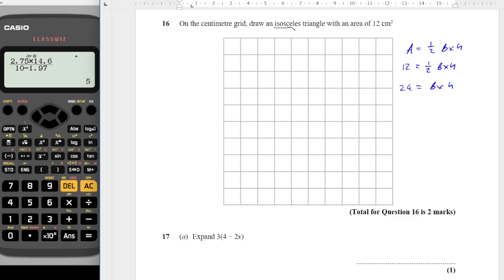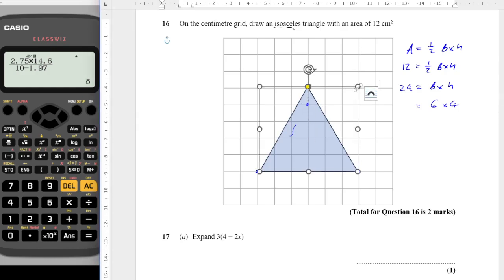So we want the base and the height to multiply together to make 24. So what I'm going to use is 6 and 4. So I want a triangle that is 6 wide. So let's start there. So 3, 6 and 4 high. So from the center to 4. That's going to be my triangle. Okay, so there we go. So I've done that too big. Let me just make that a little bit smaller. So there's my triangle. So I've got a 6 by 4 triangle.